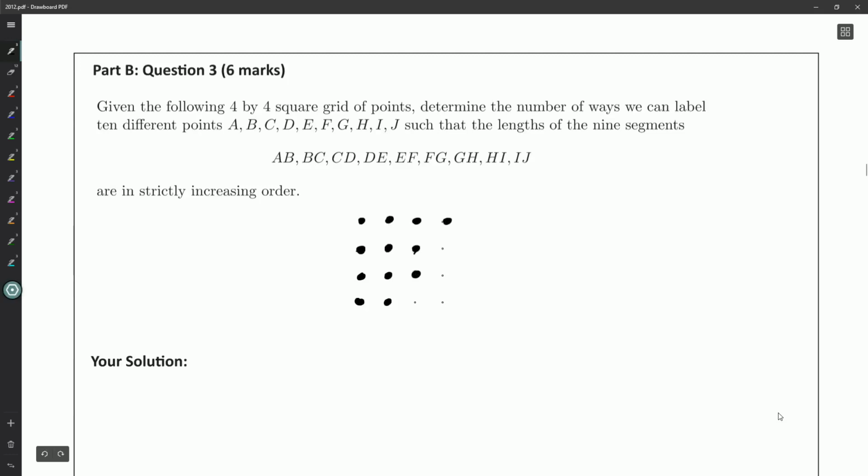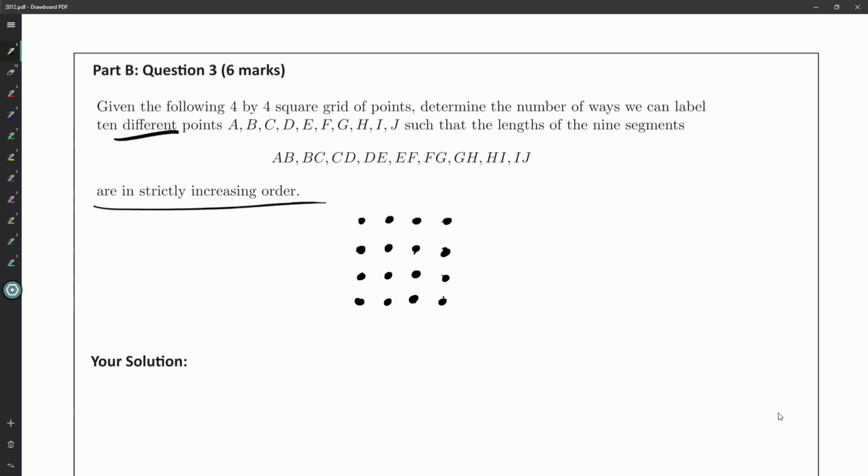Given the 4x4 grid of points, determine the number of ways we can label 10 different points, A, B, C, D, E, F, G, H, I, J, such that the lengths of the 9 segments, AB, BC, CD, DE, EF, FG, GH, HI, IJ, almost made it through that, are in strictly increasing order. So we want them to increase.